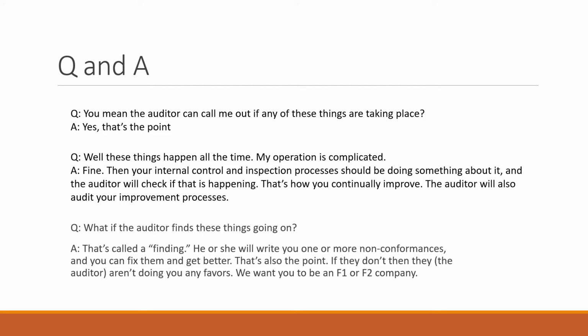What if the auditor finds out these things are going on? That's called a finding. He or she will write you 1 or more nonconformances and you can fix them and get better. That's also the point. If they don't, then they, namely the auditor, aren't doing you any favors. We want you to be an F1 or an F2 company.